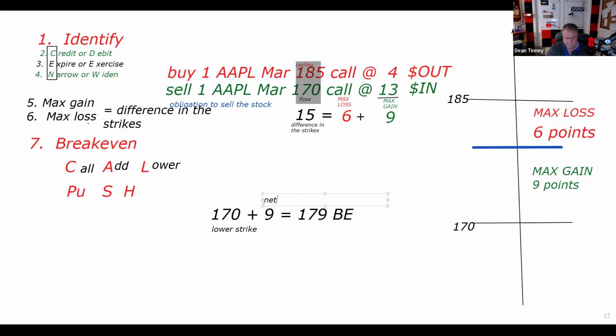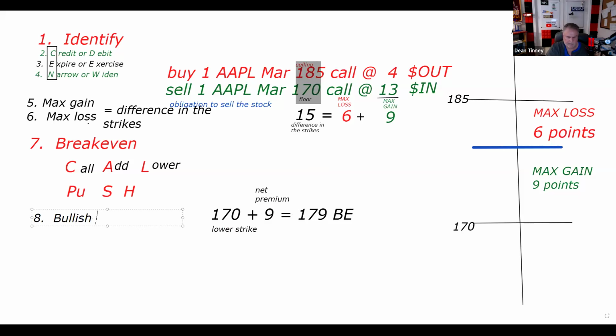Net premium. Okay, so the last thing we got to be able to do on a spread, that's why I call it don't hate the 8, the last thing we got to be able to do on the spread is determine whether the spread is bullish or bearish.